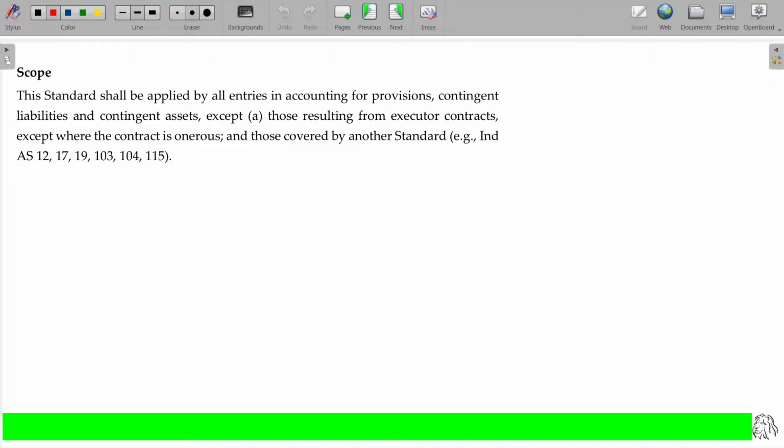This standard shall be applied by all entities for provisions, contingent liabilities and contingent assets. But in case of executory contracts, this will not be applicable. Where the contract is onerous, then it will be applicable. Onerous contracts it will be applicable, otherwise not applicable. Those resulting from executory contracts are not applicable, as we have some other accounting standards for those.